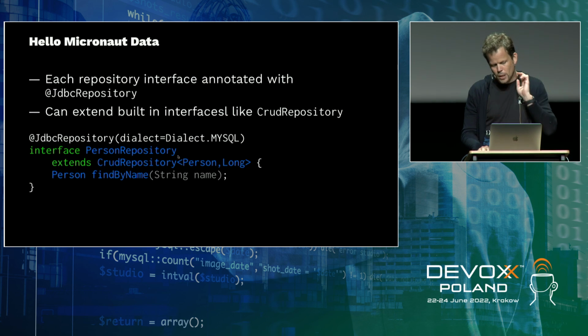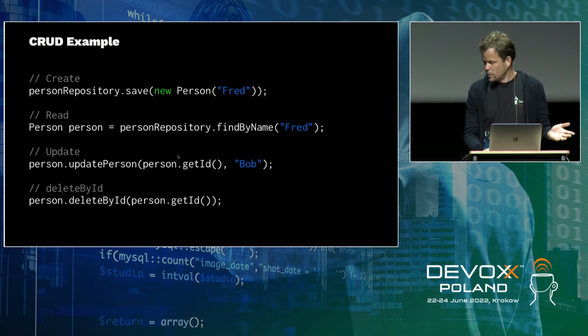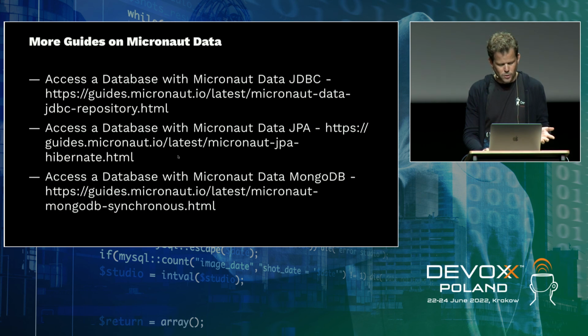But basically, each repository interface, you annotate with an annotation, and you can extend from parent interfaces like CRUD repository to do CRUD operations, and you can define finders like find by name, and they all get implemented for you at compilation time. Here's an example of doing CRUD, right? Just save, find by name, update, delete, etc.